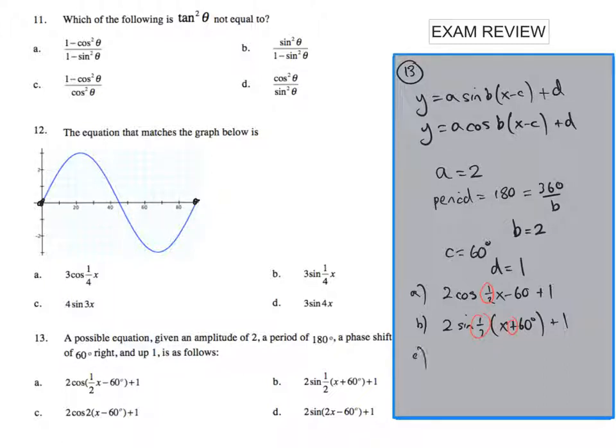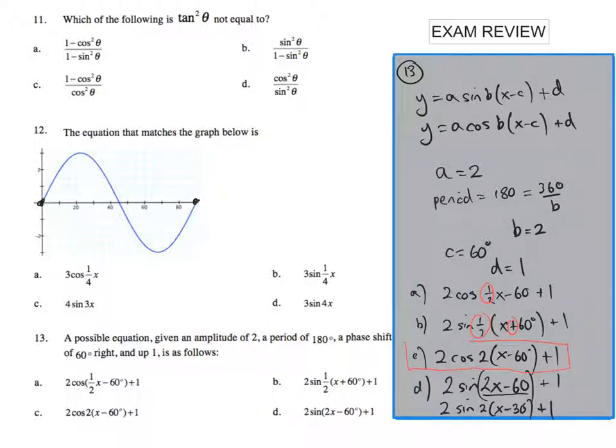C is looking better. 2 cos 2 bracket x minus 60, and that seems to fit the bill. We'll just do D to prove that that must be wrong. D could be right, but of course we've got to factor out this 2 inside this bracket, and you get 2 bracket x minus 30, and then you can see straight away why D is wrong, and the answer must be C. Good question.